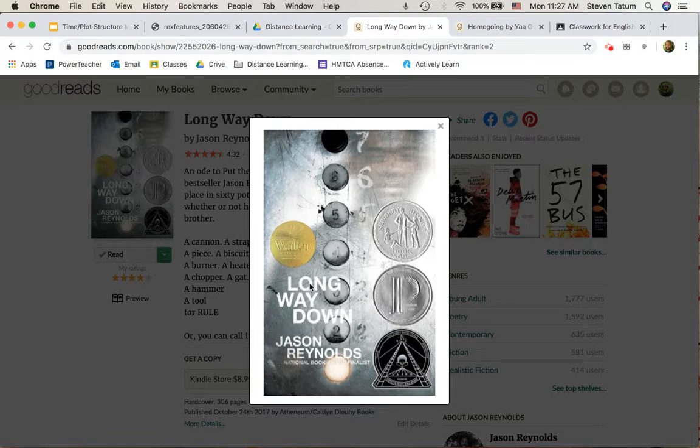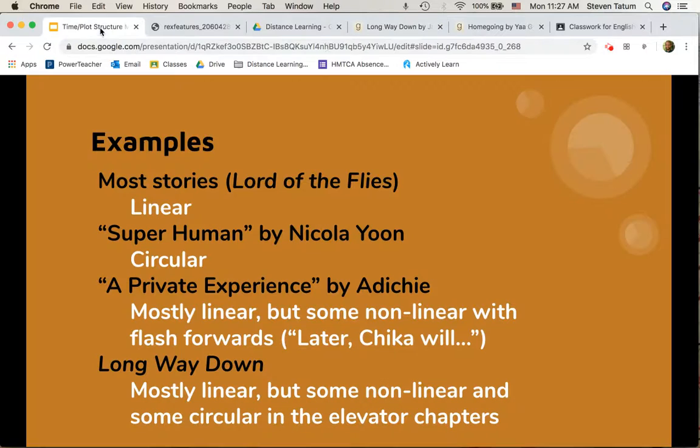And then those elevator chapters, in a way, they're circular, because it starts with the person coming in the elevator, and we get this long circular story of who they are and what stories they're telling, and then it ends up back with them in the elevator and they get to the next floor. So that's another interesting example structurally.